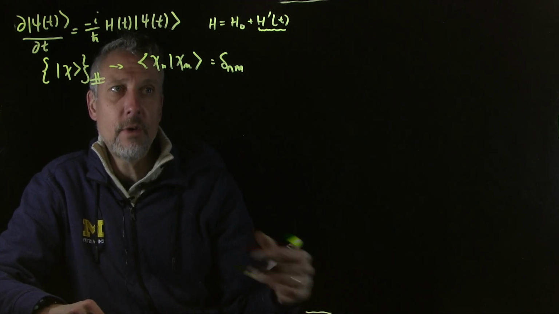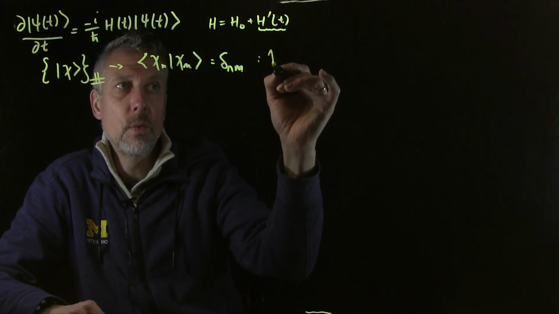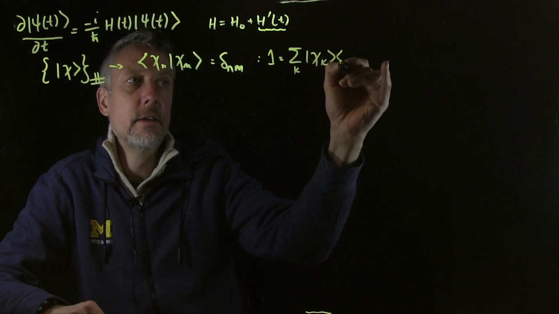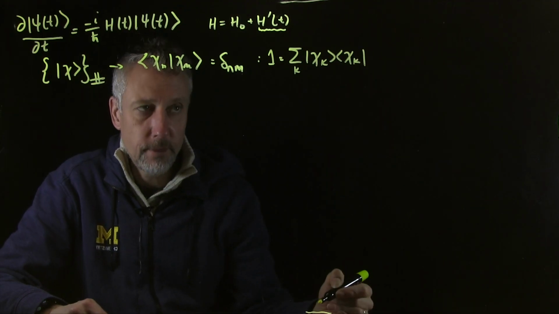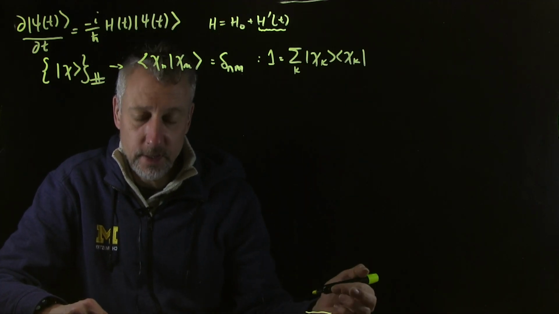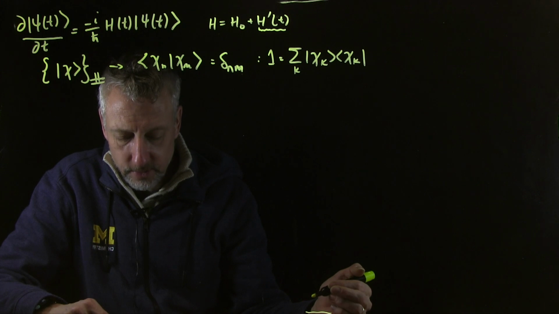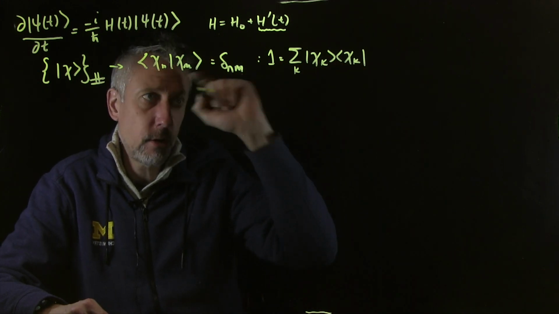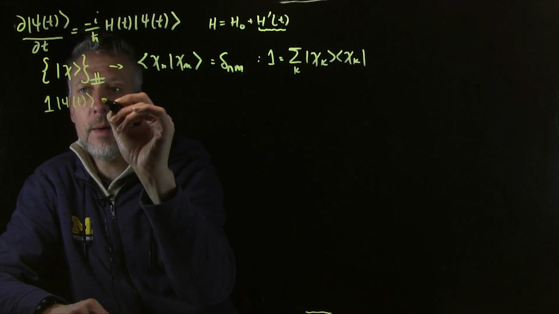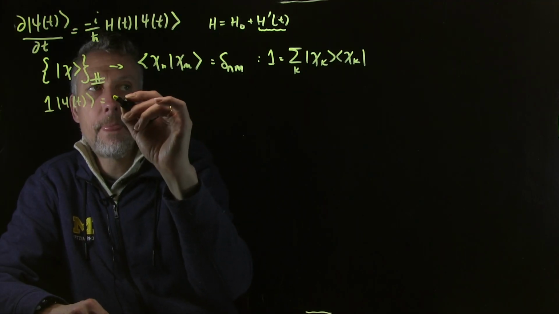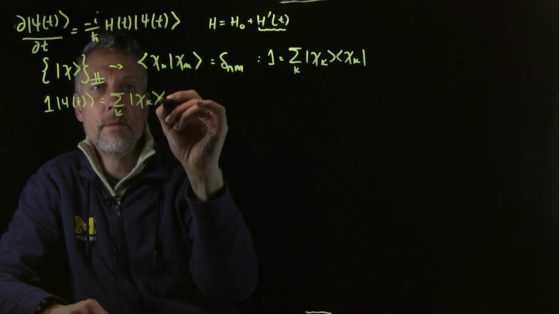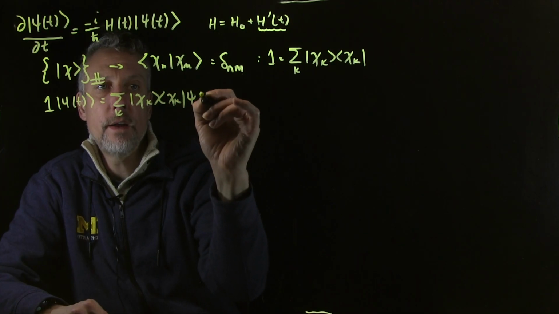What do we know? We know that we can write the identity operator. So 1 is equal to the sum over k of |chi k><chi k|. Right? That's our spectral resolution of the identity. It doesn't matter if these aren't eigenvectors of the Hamiltonian. You still can use that language. So we can multiply our state vector by this, surely. 1 times psi of t is absolutely equal to the sum over k of |chi k><chi k|psi of t>.